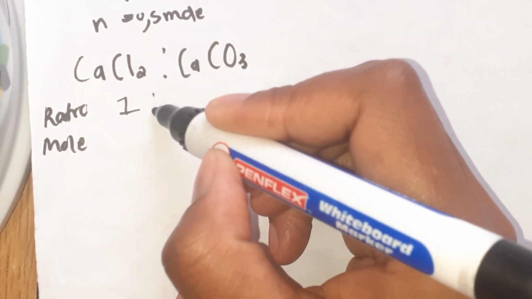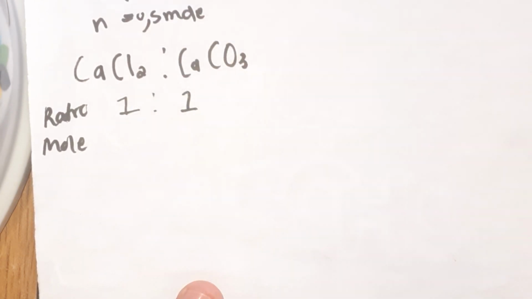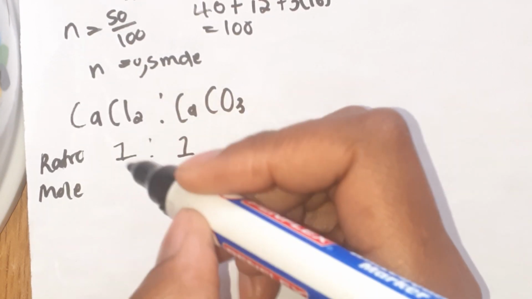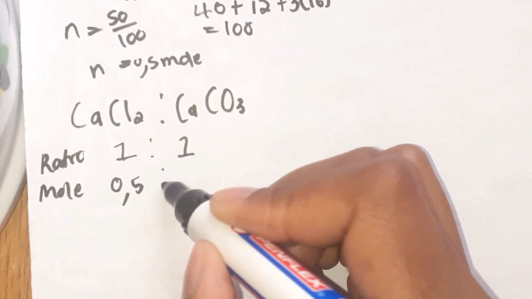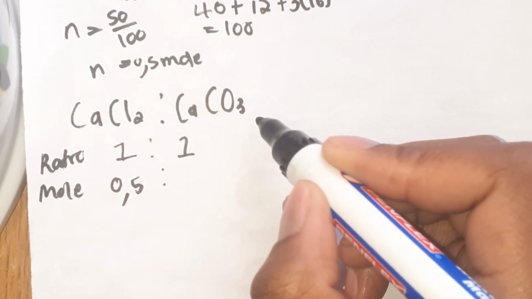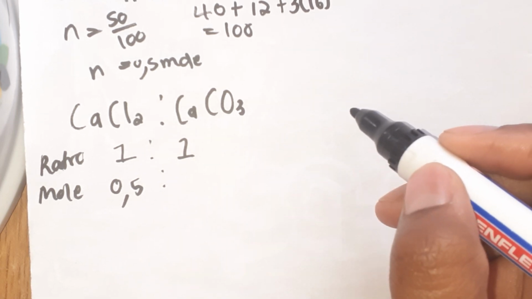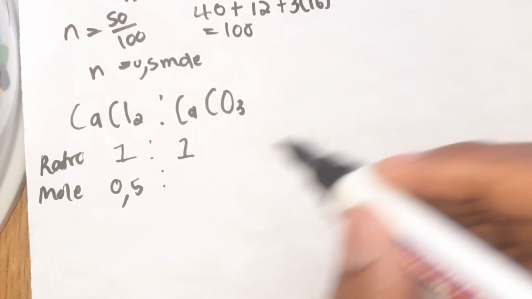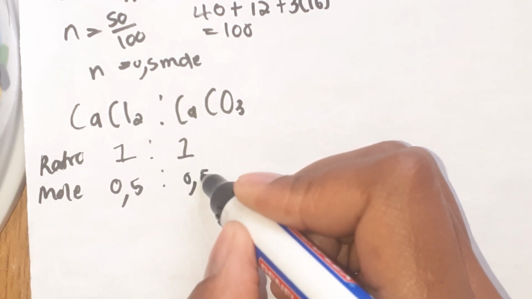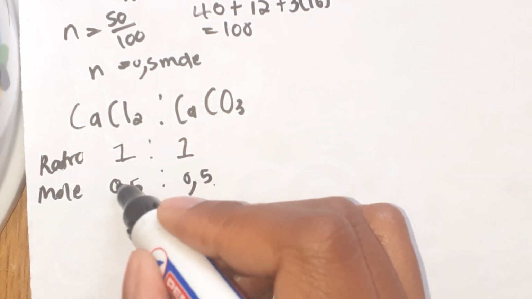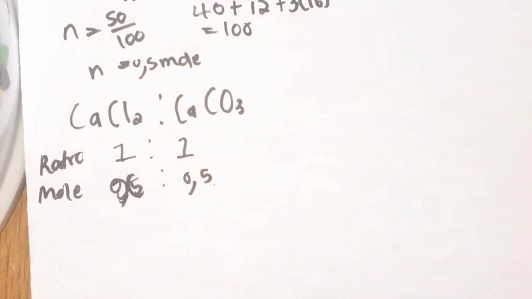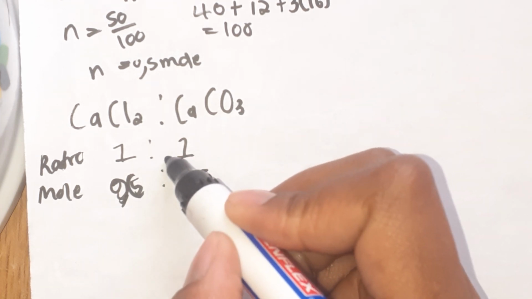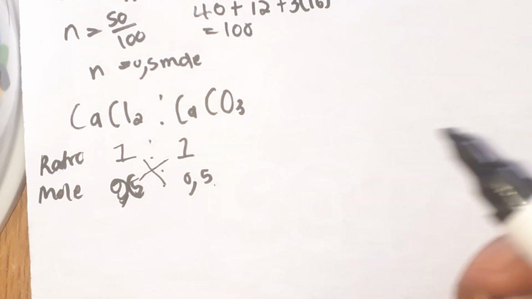So that is 1, and here as well we have 1. Now we've just calculated the mole of this one is 0.5. And the mole of CaCO3, we've calculated the mole of this one, and this one we do not know, so we'll just say it's X. Now what you have to do is to cross multiply here.